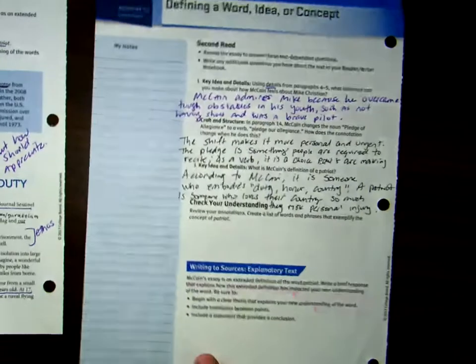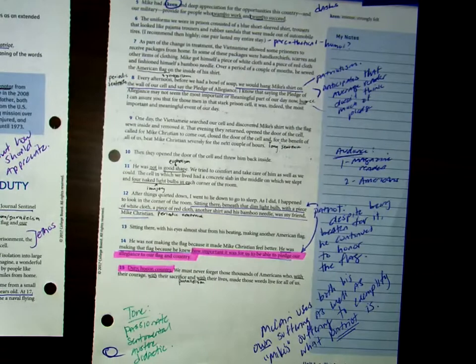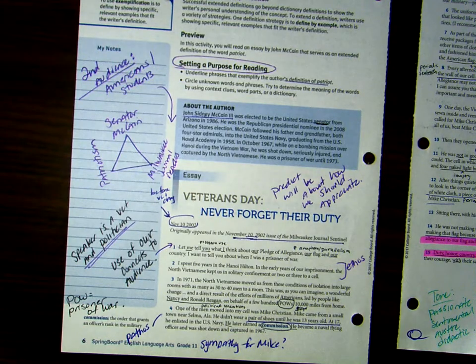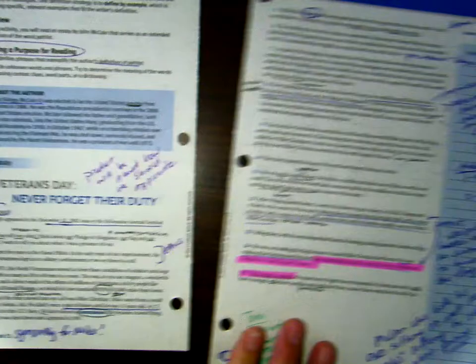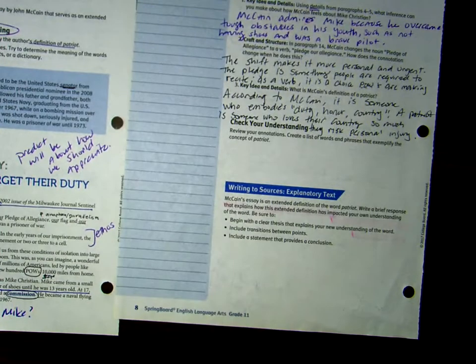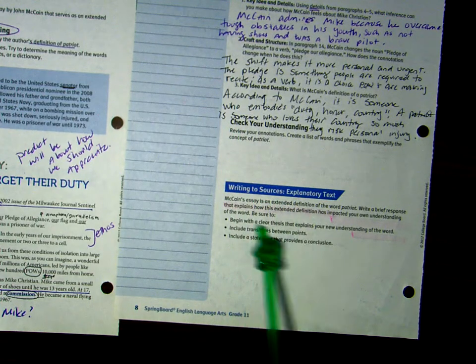So overall, when you're working with Springboard, this is what the teacher expects to see to get a good grade on the work that you've done. In addition, pay attention that afterwards, if there's any writing to sources kind of stuff, if the teacher wants you to do this as well.